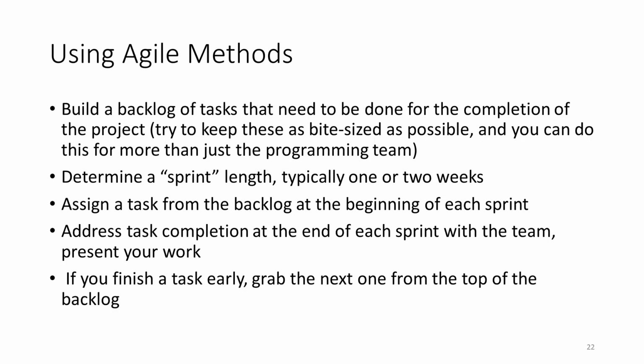Using agile methods. Build a backlog of tasks that need to be done for the completion of the project. Try to keep the tasks as bite-sized as possible. Also, keep in mind these agile methods can feasibly be applied to more than just the programming team. Determine a sprint length. This is typically 1 or 2 weeks' time. Assign tasks from the backlog at the beginning of each sprint to members of the team. Assign tasks based on how much each individual member can accomplish in that sprint.